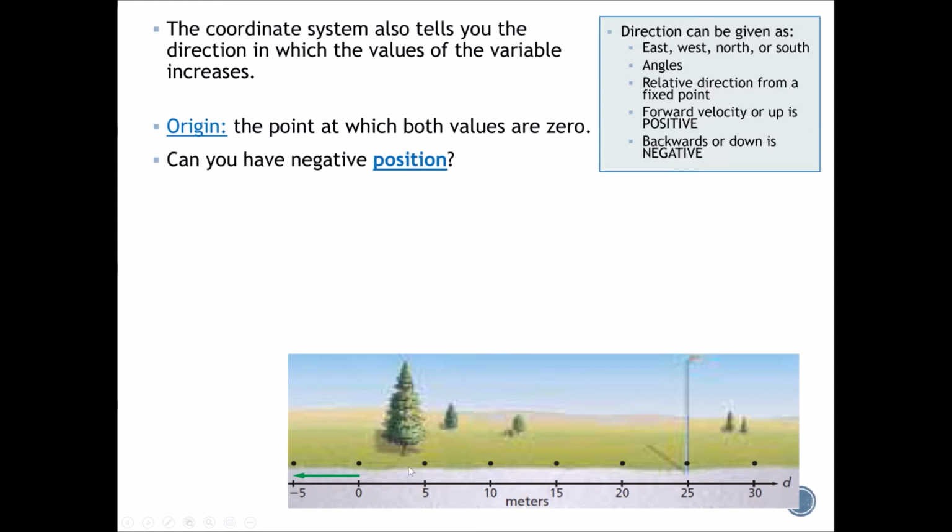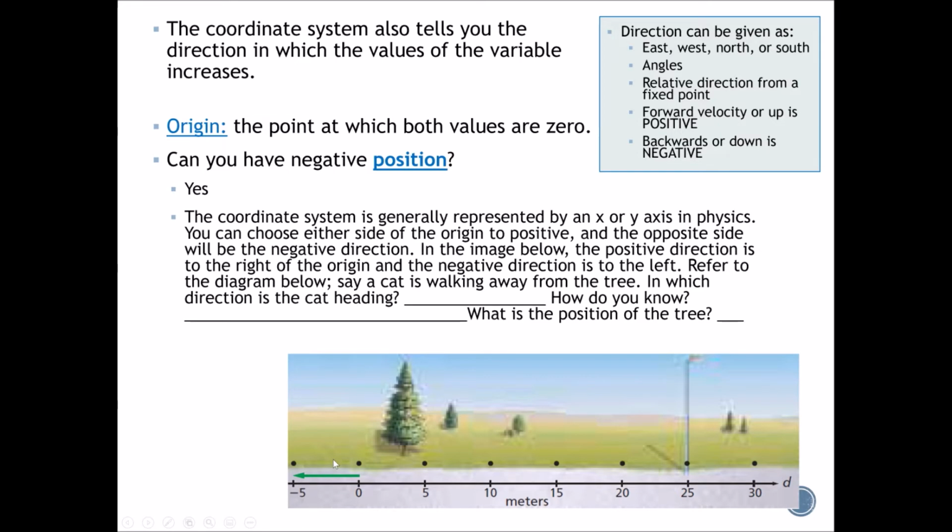This tree here is about 4 meters to the right of the origin, but this green arrow is showing something going to the left. We could say that a cat walked 5 meters to the left. And in this case, the coordinate system shows that left is going to be negative and right is going to be positive. So yes, you can have a negative position as long as you indicate that on your coordinate system.